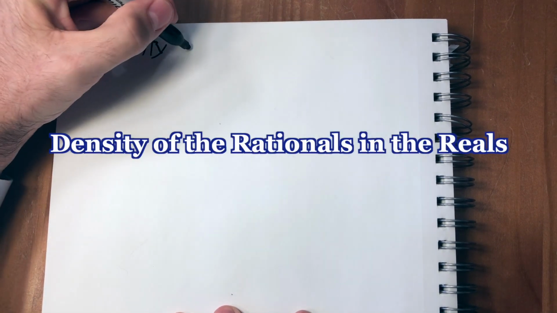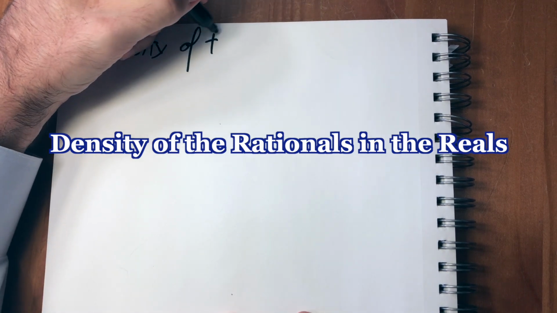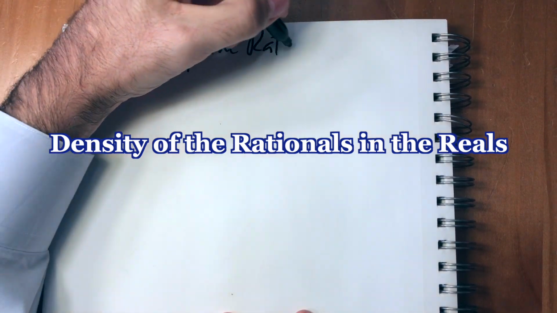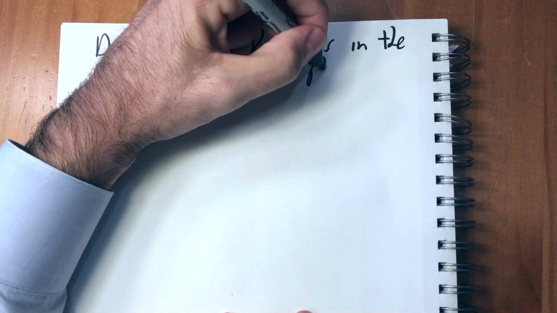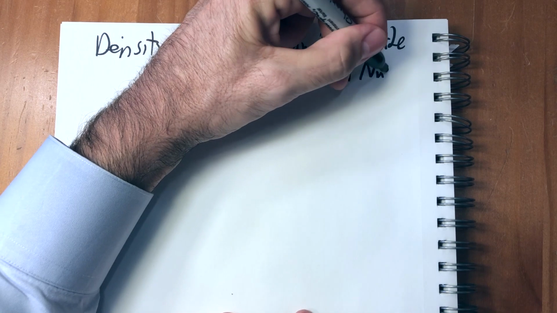Hi everyone. Okay, the next thing that I want to go over before we construct the real numbers is we're just doing a couple of properties of real numbers, and then I'll get back to actually constructing them. The next thing is the density of the rationals in the real numbers.